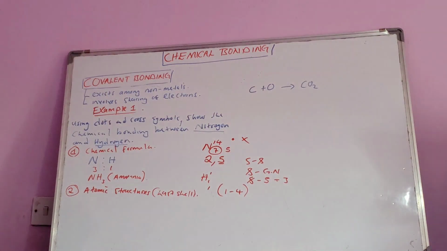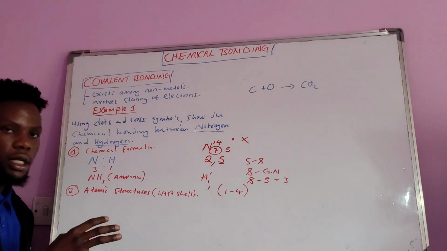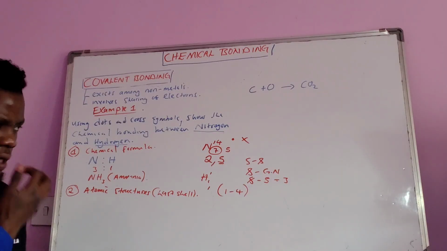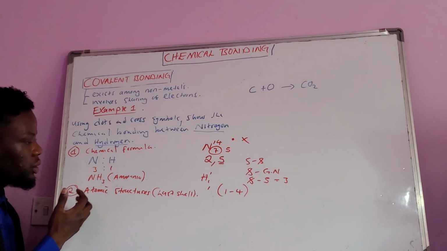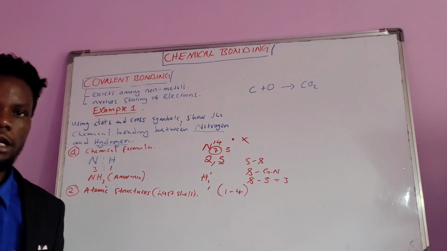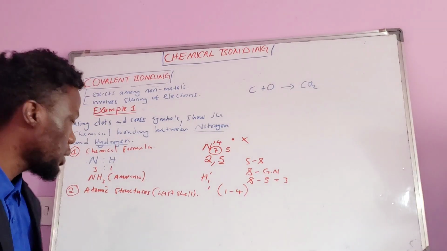Okay, that's the last shell that we're going to show. That's the second step. Now, this atomic structure, the question that you can ask is, how am I going to write this atomic structure? Now, from the question here, we haven't specified the type of bonding, so how are we going to know that we're talking about covalent bonding?